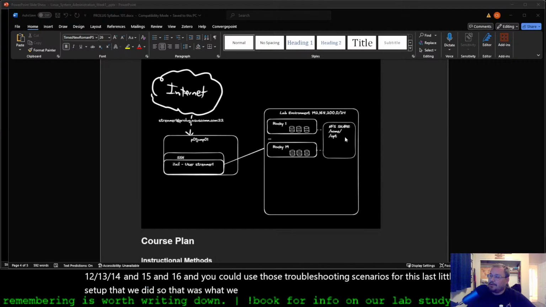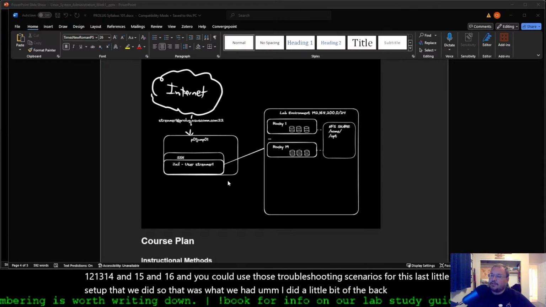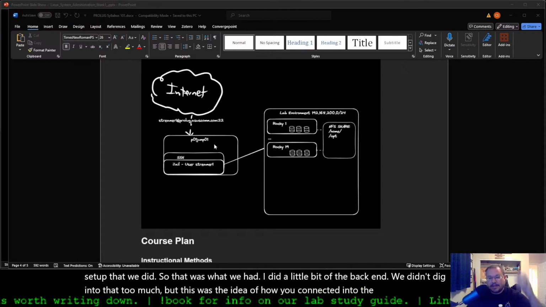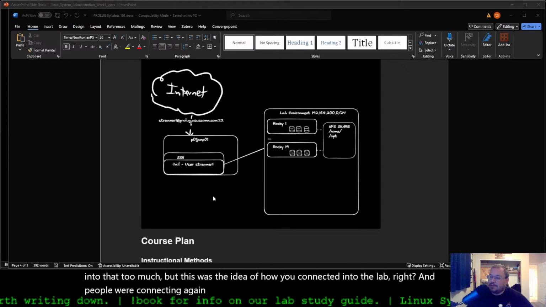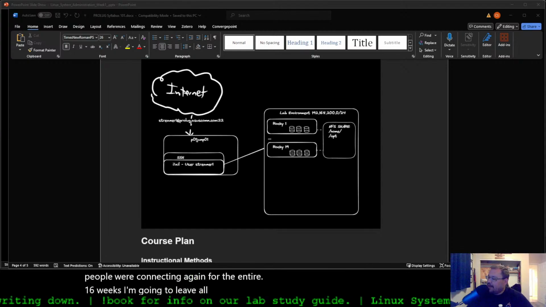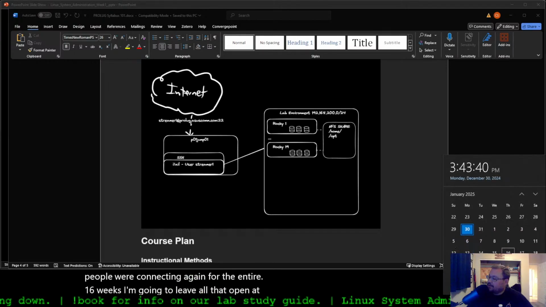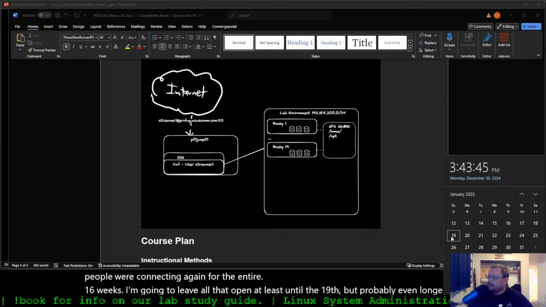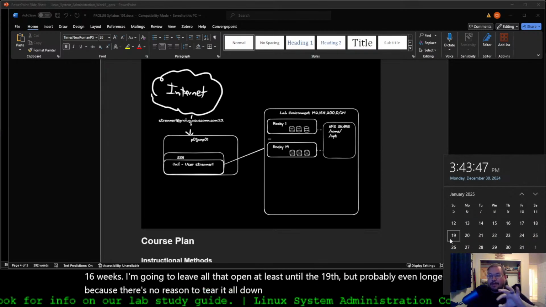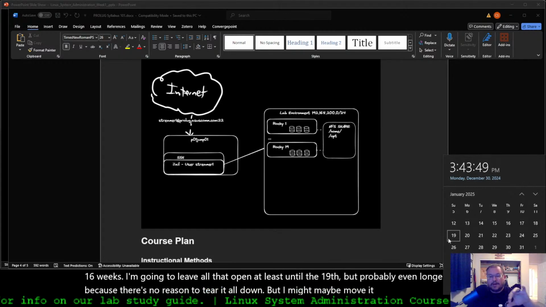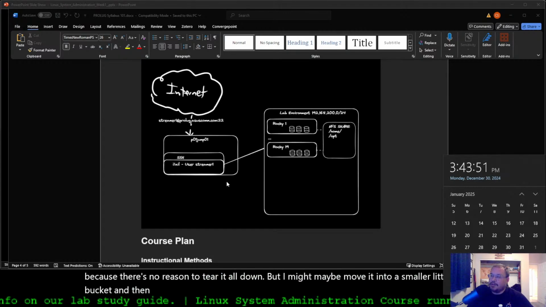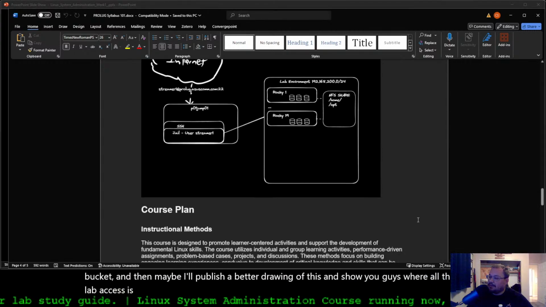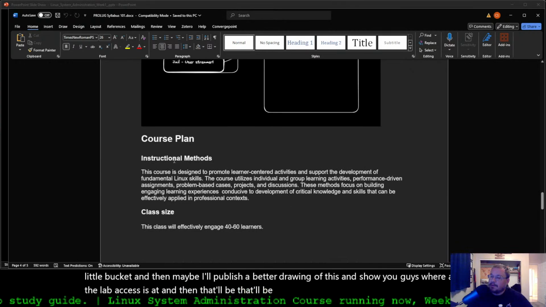I did a little bit of the back end. We didn't dig into that too much, but this was the idea of how you connected into the lab, right? And people were connecting, again, for the entire 16 weeks. I'm going to leave all that open at least until the 19th, but probably even longer because there's no reason to tear it all down. But I might move it into a smaller little bucket, and then maybe I'll publish a better drawing of this and show you guys where all the lab access is at. And then that'll be there in the future.